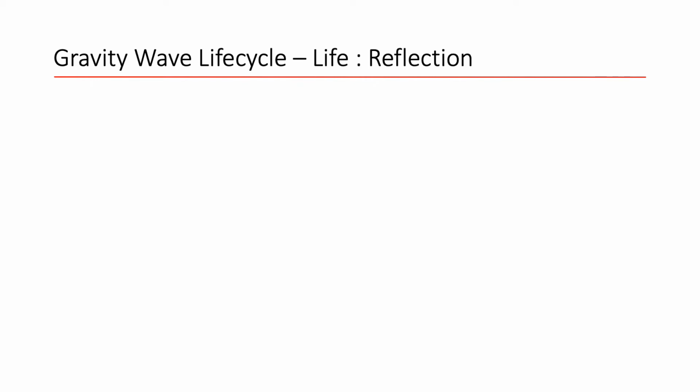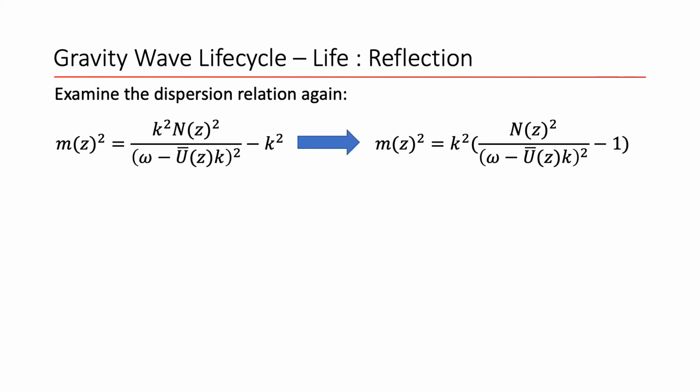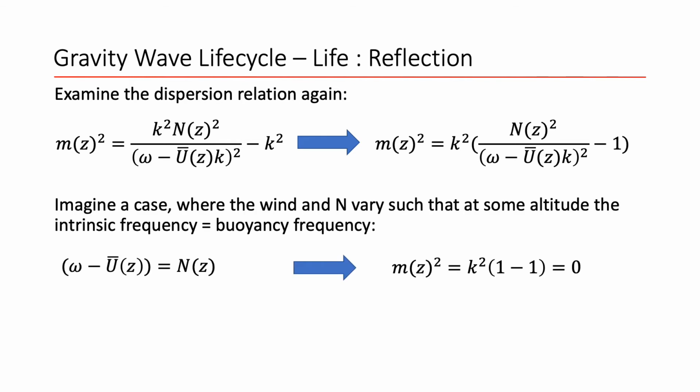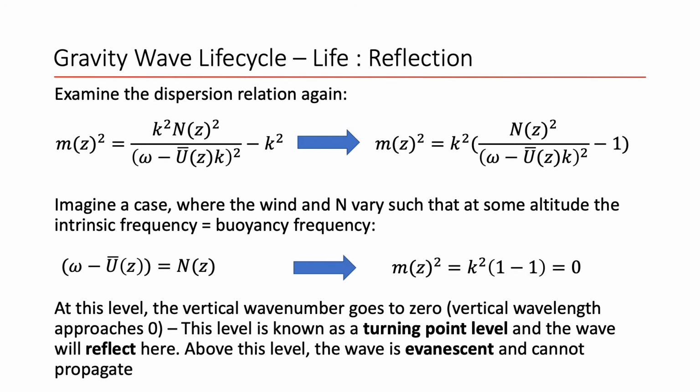So now let's look at reflection. If you examine the dispersion relation again and pull out that k-squared term, there could be a case where the numerator and the denominator of the dispersion relation are equal to each other, and this essentially means that the intrinsic frequency of the wave is shifted to the buoyancy frequency of the atmosphere. And when that happens, the vertical wave number goes to 0 and the vertical wavelength goes to infinity, and this is known as a turning point level where the wave will reflect. Above this level, the wave is evanescent and cannot propagate.